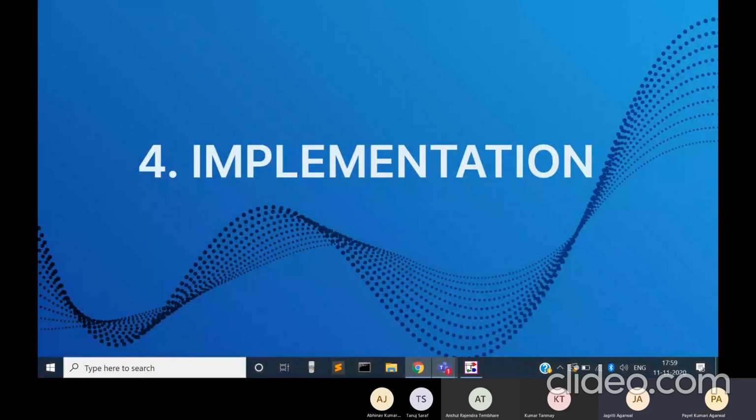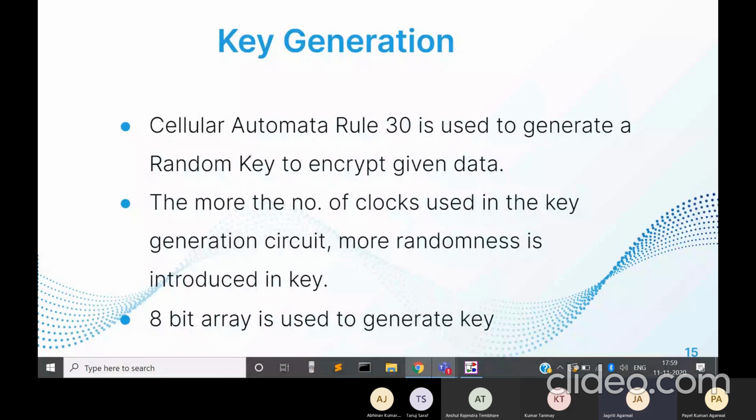For the encryption, we decided to go for the sort operation. Data is sorted with the sequence obtained from the key generation circuit. The key generation circuit produces a new sequence for every clock pulse. It is generated again and again.